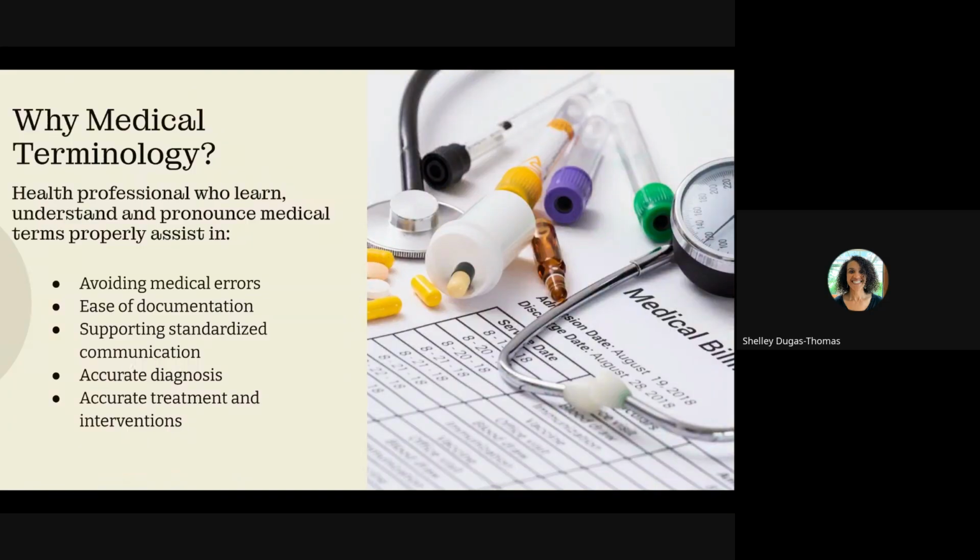Let's go back to this. So, why does this matter? You can think of medical terminology as a safety net of healthcare. When you walk into a hospital, you are entering a world of standardized communication. If a physician writes an order and it is misread due to lack of understanding, the patient is at risk. Mastering these medical terms is your first step toward ensuring patient safety, streamlining documentation, and delivering accurate quality care.